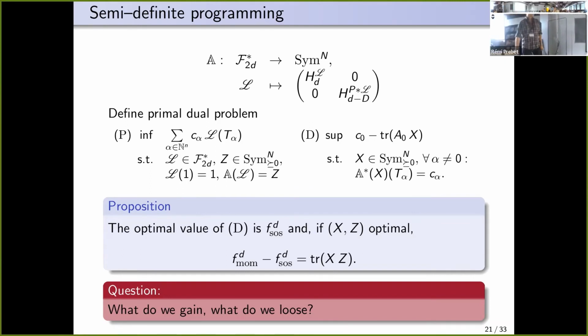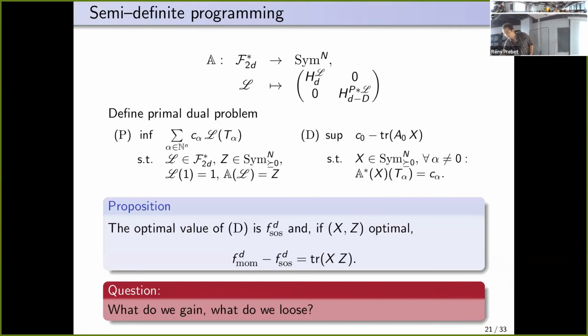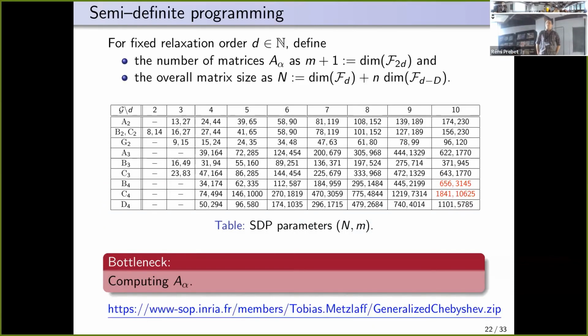So is it good to do this? Do we gain something? Do we lose something? That's the big question. We already showed convergence, so it works out in theory. Okay, so let's say we fix some relaxation order, and we denote by m and n the number of matrices of this semi-definite program and how large these matrices are. I'm not taking into account here that this matrix has block structure. It's something that you can maybe exploit in the SDP solver, but for simplicity, let's not do this here.